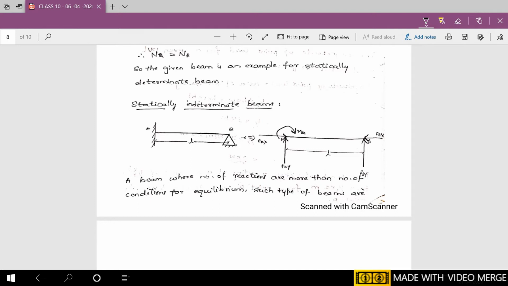So here in the beam you can see a beam that is fixed. So how many reactions? RAY, RAX and a moment, I'll take it as MA. And here it is hinged: RBY and RBX. How many unknown reactions? That is NR: 1, 2, 3, 4, 5.